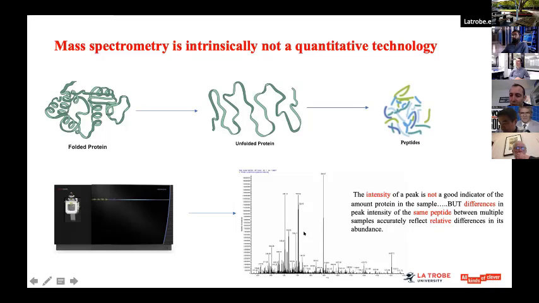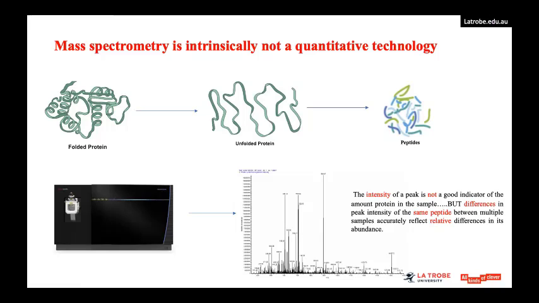But what we can do in order to get quantitative information is to look at the differences in peak intensity of the same peptide between multiple samples. So you will look at the intensity of the same peptide across different samples, and by looking at the different intensities of this same peptide, you can then have information about the relative quantity between these different samples.